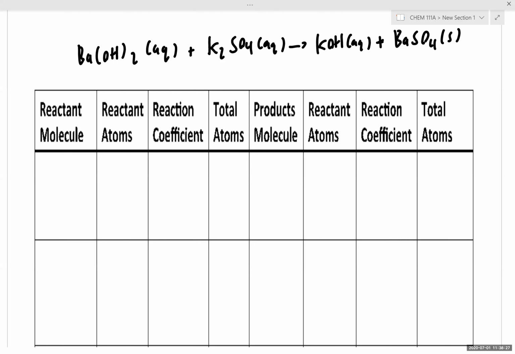Let's try to get a few more balanced equations in the chat and we'll discuss momentarily.